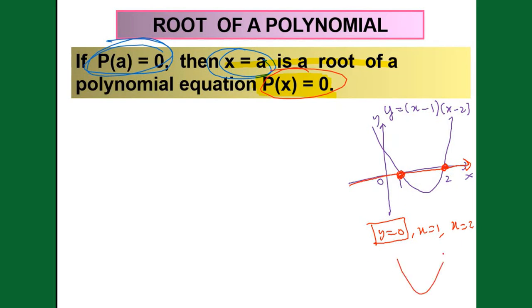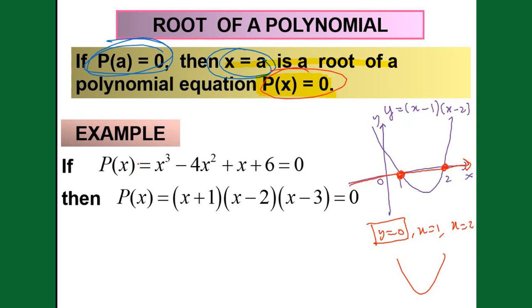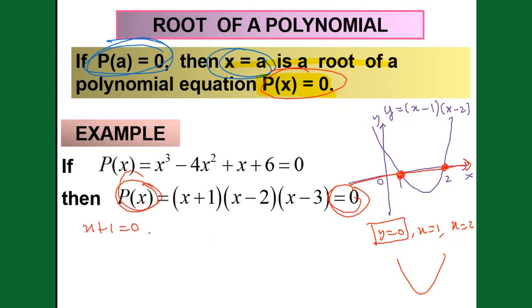Okay, kalau tak graph dia macam gitu je kan. Tak tahu nak cutting kat mana. That's root. Okay, so example sama je. Then, okay, factorize. Nanti kita factorize. When Px is equal to 0. Okay, kita akan buat. When Px is equal to 0. X plus 1 is equal to 0. X minus 2 is equal to 0. X minus 3 is equal to 0.